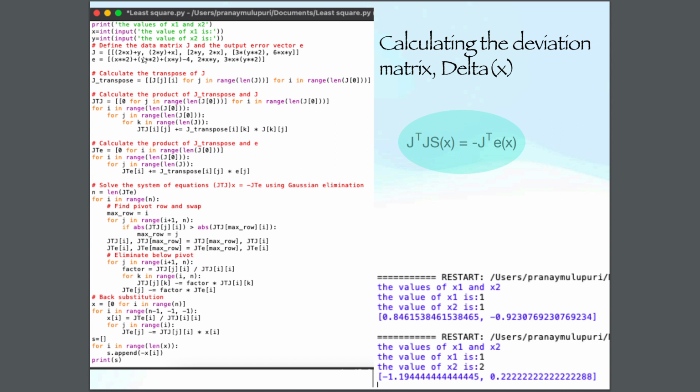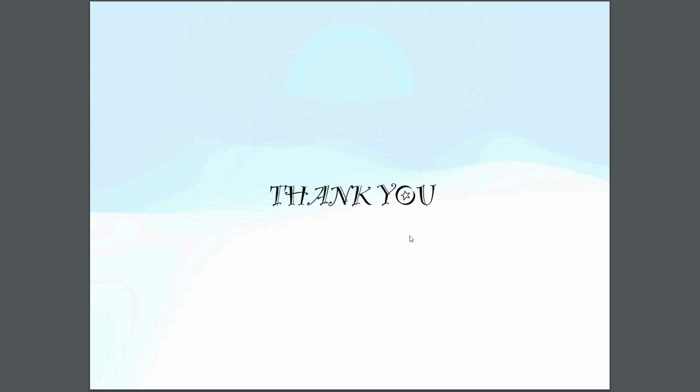When we implement this code and give the values of x1 and x2, we get the value of delta x, which shows how much it is deviated. When the values of x1 and x2 are 1, the delta x will be about this much, and when they are 1 and 2 we get this as the output. So this is about the least square optimization. Thank you for watching this video.